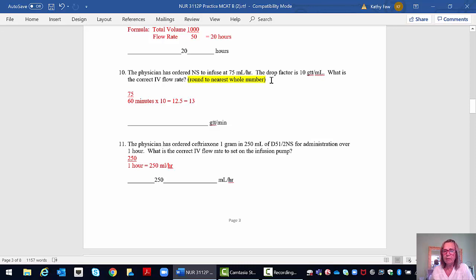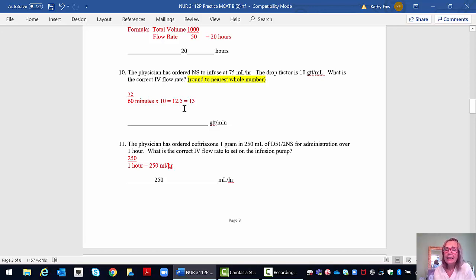So when do we do this? Not until the very end, all right? So we're going to take that 75 mLs an hour and we're going to divide it into 60 minutes, all right? Because that's 1 hour, 60 minutes, times 10 drops, and that equals 12.5. Can you program 12.5 into the pump?